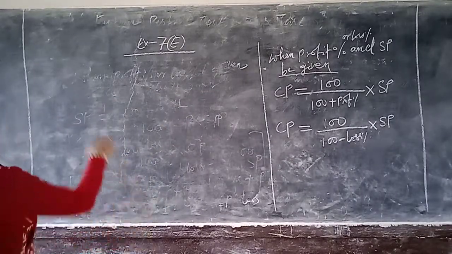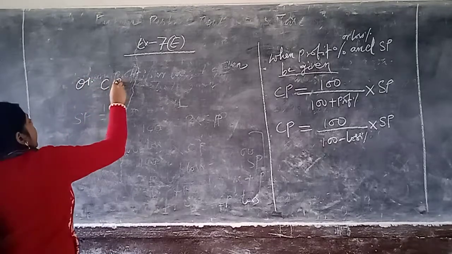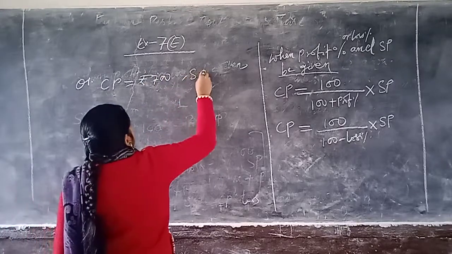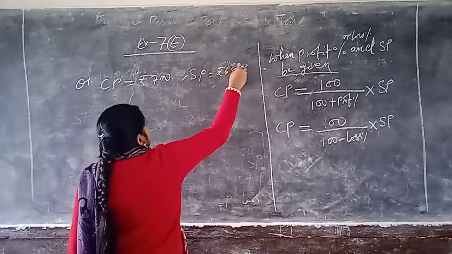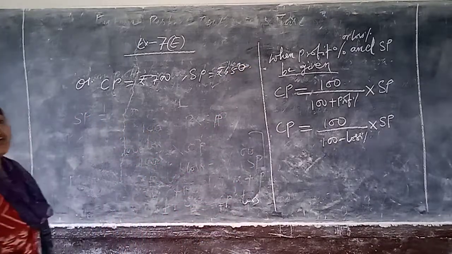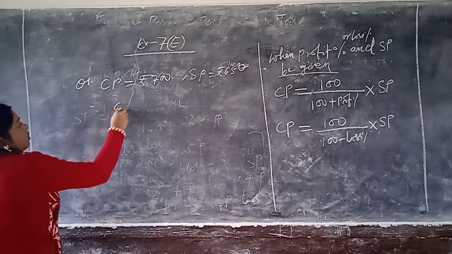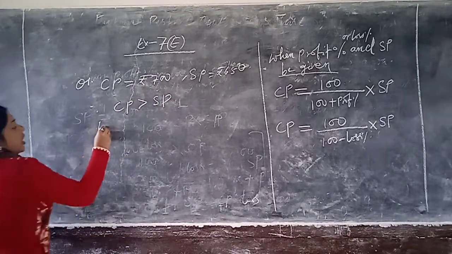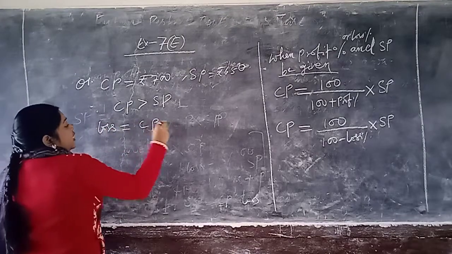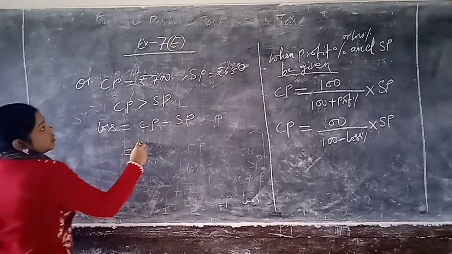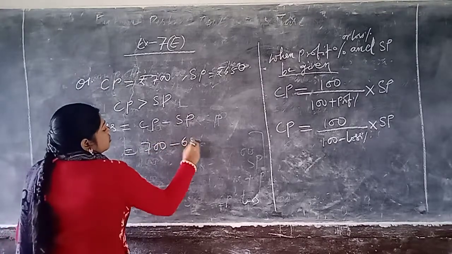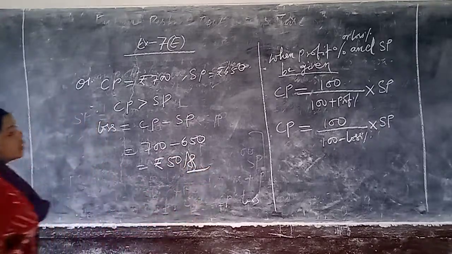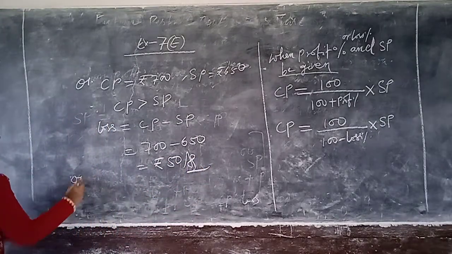Now the first question is: cost price is equal to rupees 700 and selling price is equal to rupees 650. Find the profit or loss. You know that if cost price is more than selling price, that is called loss, and loss equal to CP minus SP. Okay.